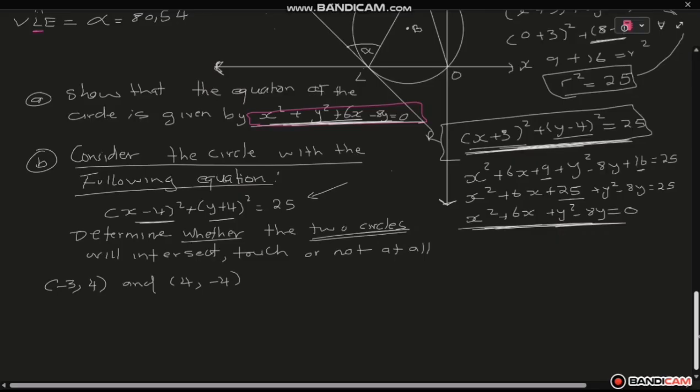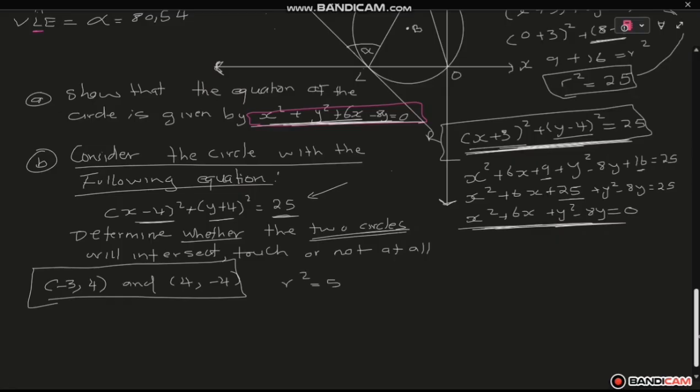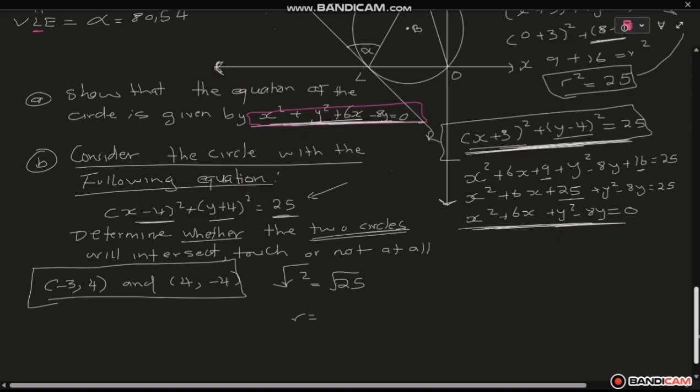Then we're going to determine the distance using these two centers. Then r squared here equals 25. You square root both sides so that you can find the value of r. So r equals 5 units. And as you can see here, we also have 5 on the other circle or equation. So they have equal radius or radii.